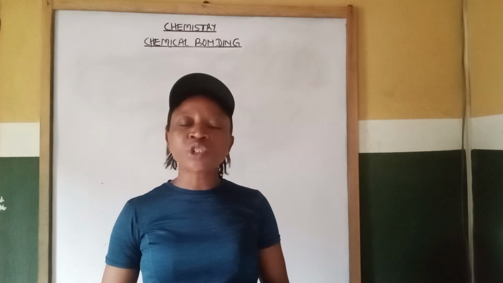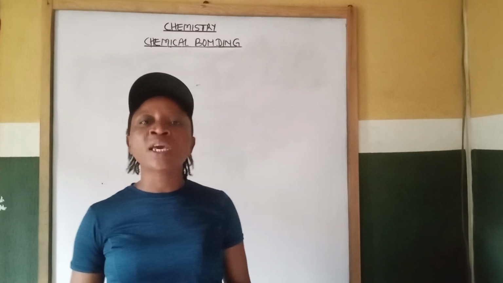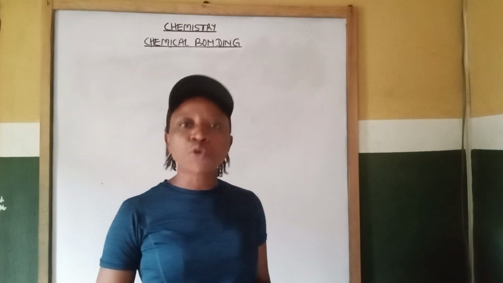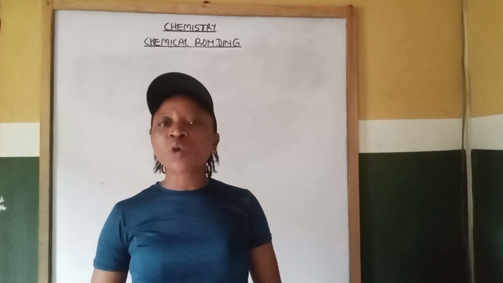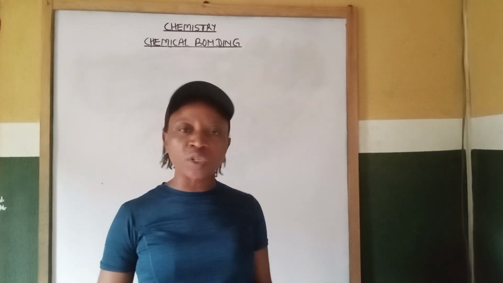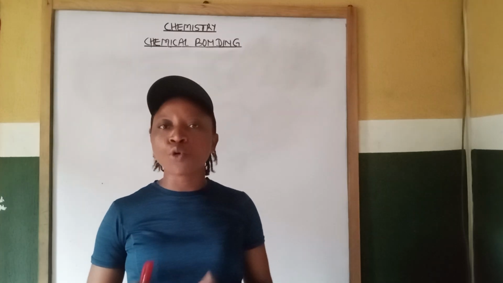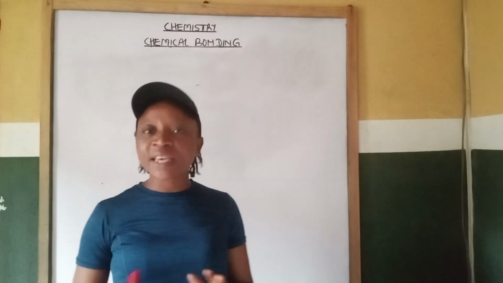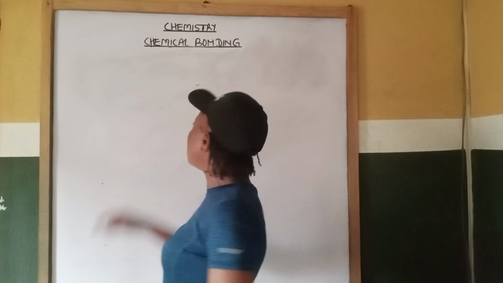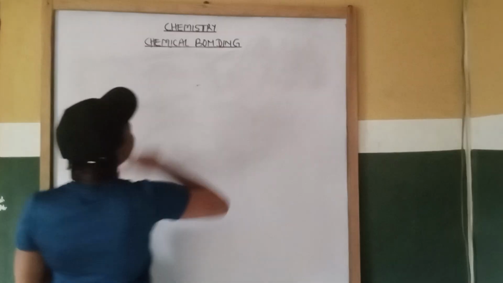In this video, we are going to discuss another interesting topic in chemistry called chemical bonding. In today's class, we are going to learn about types of chemical bonding and the reason why atoms come together to form a chemical bond. Before I define chemical bonding, let's look at the words chemical and bond.